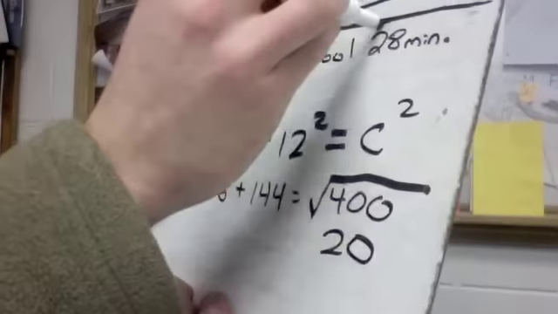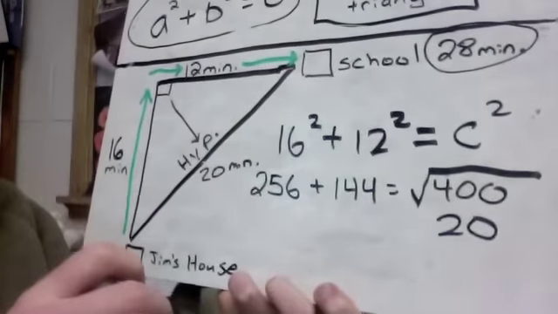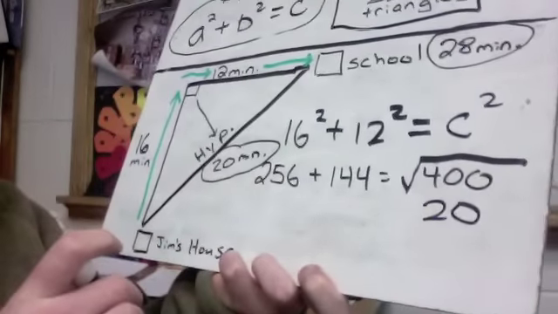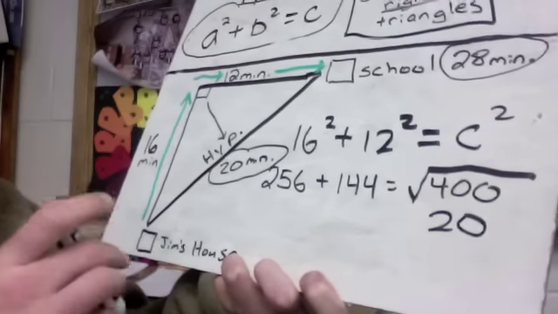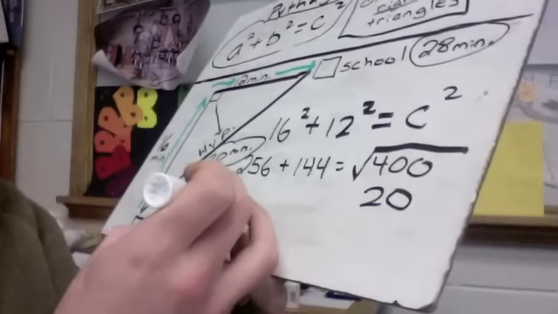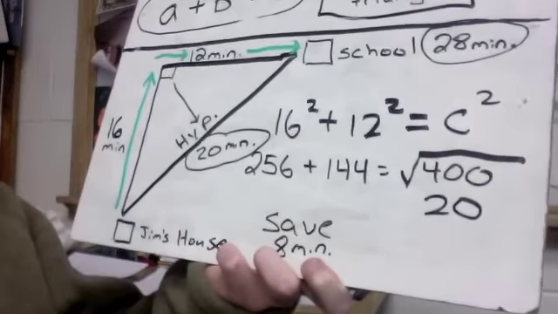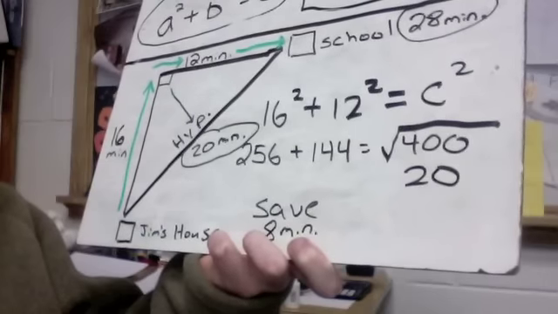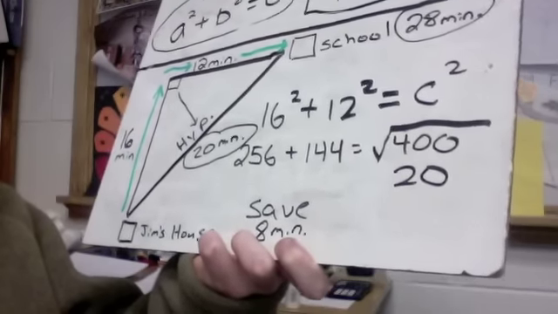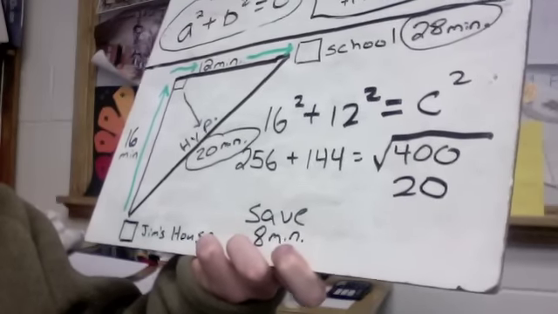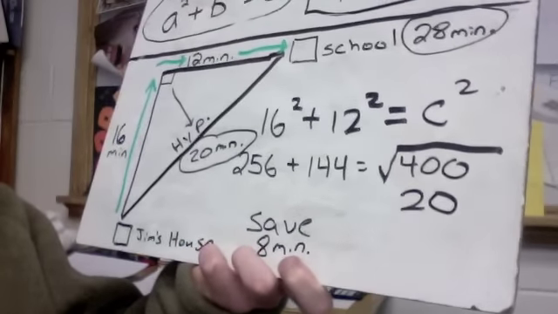Normally it takes him 28 minutes. On this trip, it's only taking him 20 minutes. So in essence, he is saving 8 minutes. And in a snowstorm or a blizzard, or a really hot day, having to walk that extra 8 minutes could be a killer. So if we save 8 minutes by cutting across, that's a good thing.